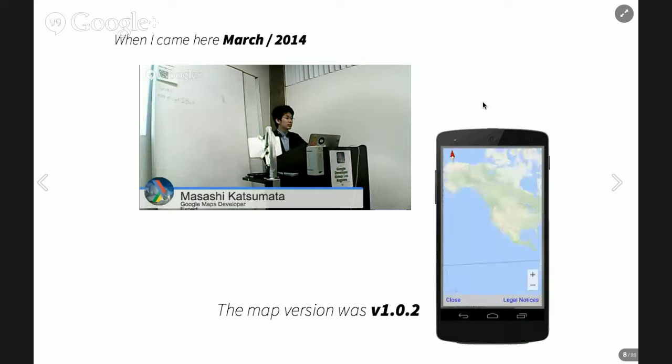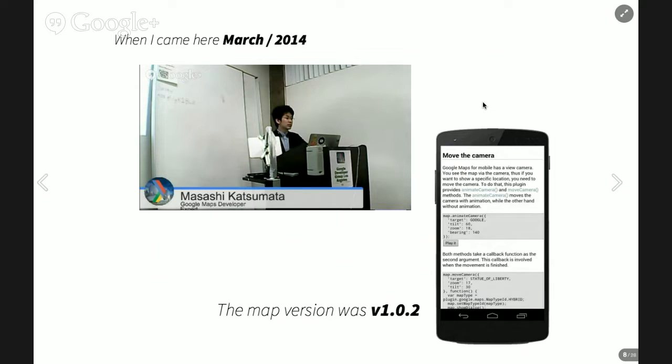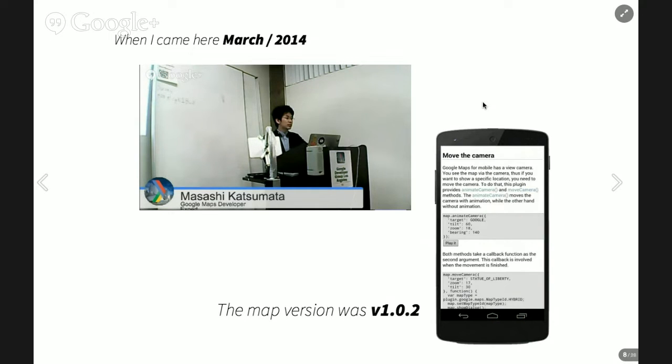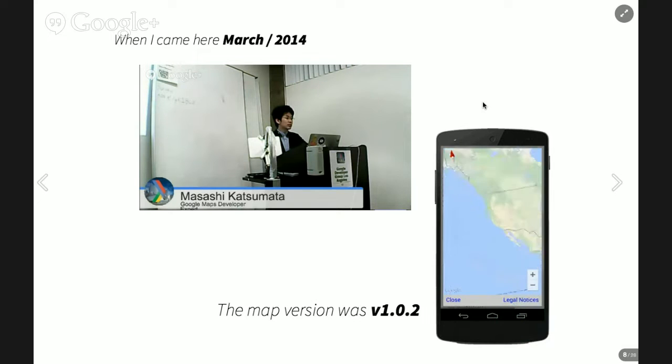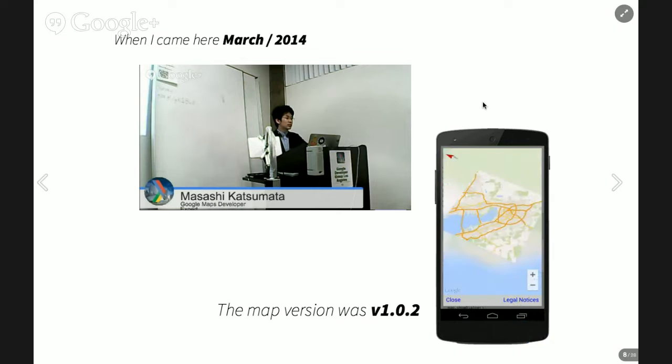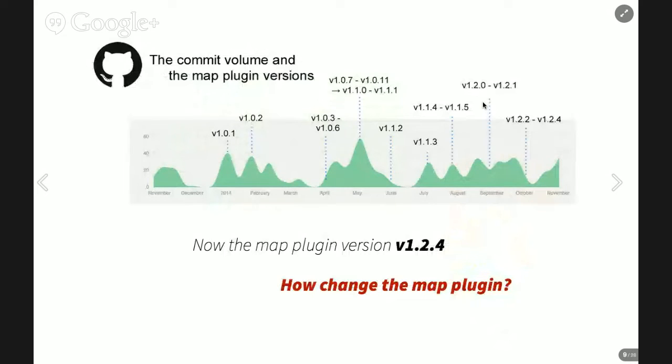When I came last March, the plugin was version 1.0.2. It would just open a map dialog, then work like this. It's really simple, but many people were asking for many things. So I implemented them one by one. I worked hard for the last 8 months.